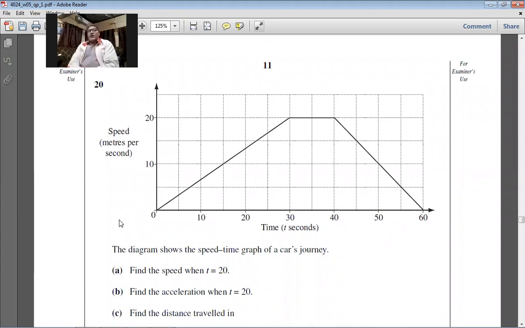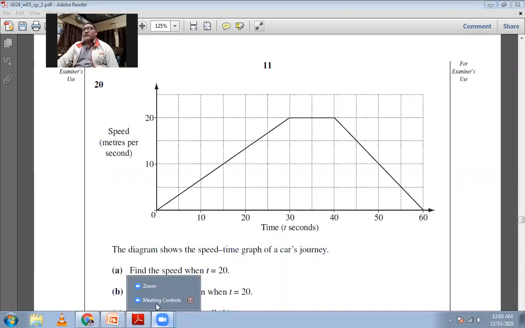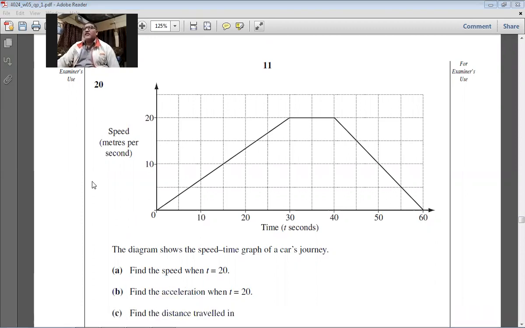So we are on the next question, question number 20, and it's a speed time graph. The speed is on the y-axis, and the time is on the x-axis. The time is in seconds, and the speed is in meters per second. It says the diagram shows the speed time graph of a car journey. Find the speed when t is 20.